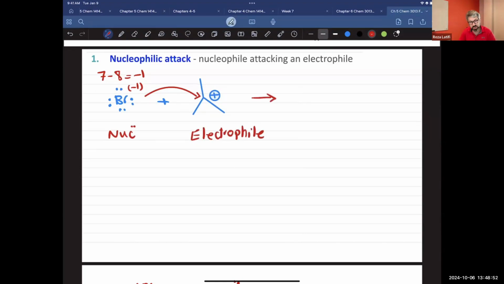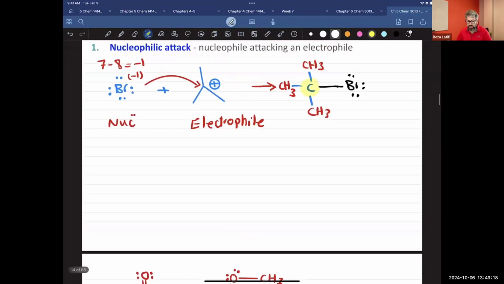What's going to be the product? You will have a carbon attached to 3 carbons, and it will be attached to bromine. Of course, bromine is going to have 3 more lone pairs to be stable. The central carbon is attached to 3 carbons, and those carbons have 3 hydrogens attached to them. That's going to be the nucleophilic attack.